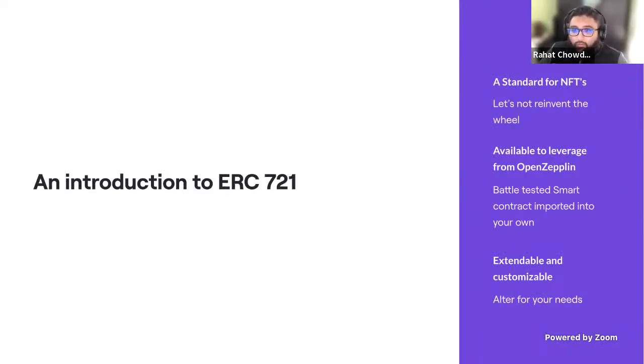What does that mean? What do we do with that? Well, why are we talking about ERC 721? ERC 721 is essentially a standard for how we can write NFTs. We can import the standard from something like OpenZeppelin. OpenZeppelin is great because they house a whole bunch of different battle-tested smart contracts that you can import into your own. You can extend them, customize them for your own needs, and basically put them all out onto the Polygon blockchain.